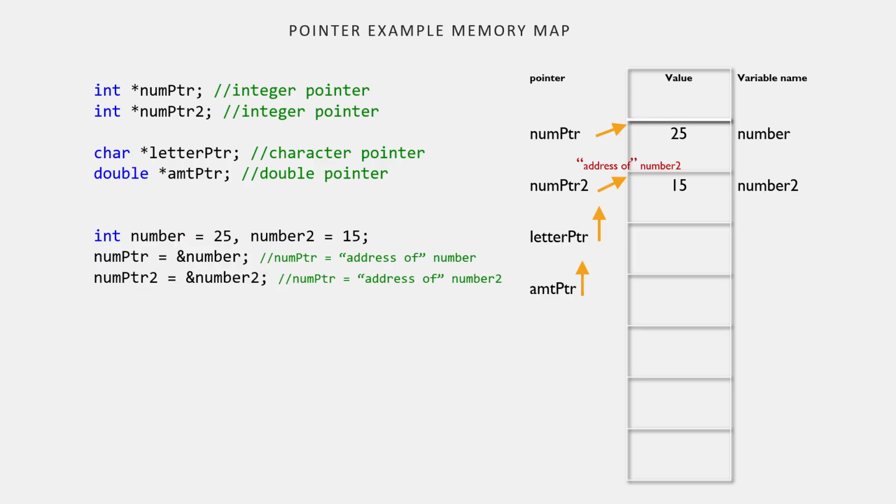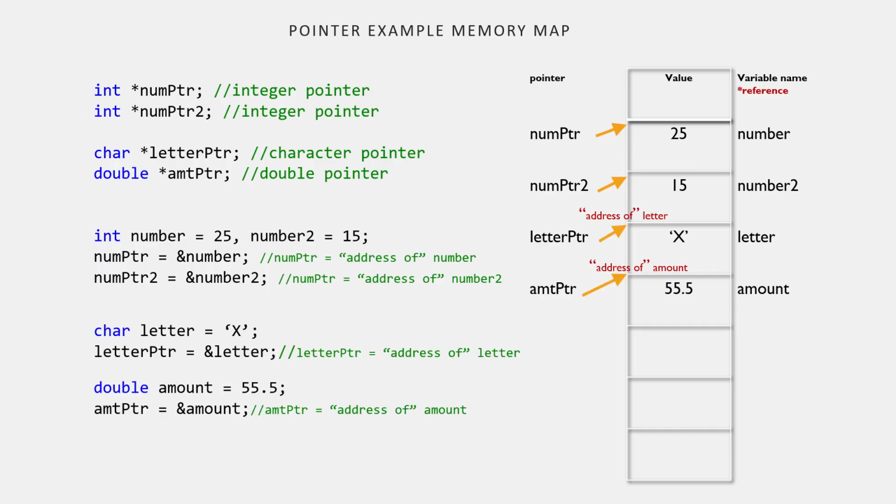So now I'm assigning a location to my second pointer. So these two now have been assigned a location. And then I did the same thing here. I declared letter X, and I assigned that pointer to my letter, and I declared amount, and I assigned that pointer to amount.